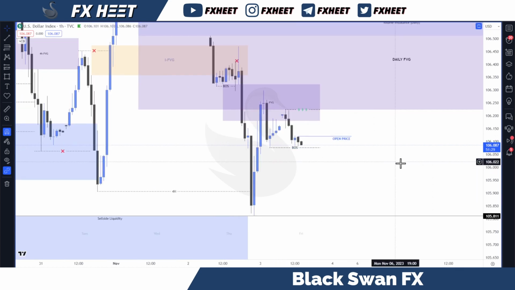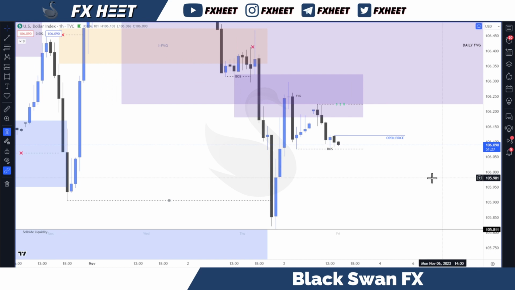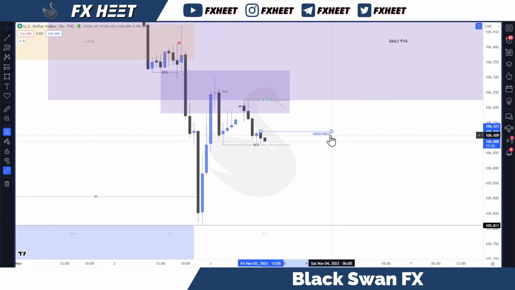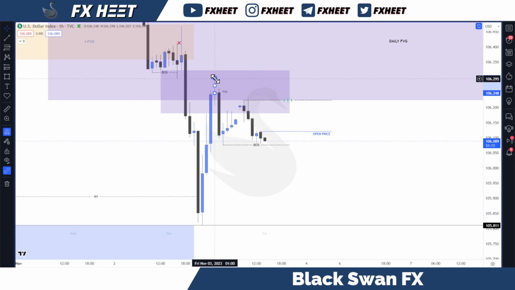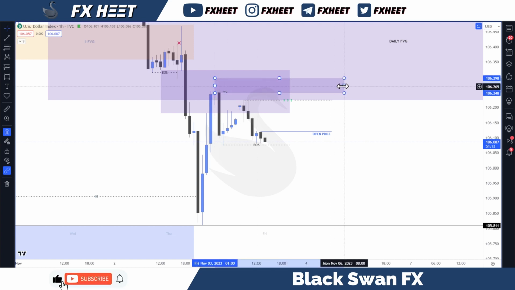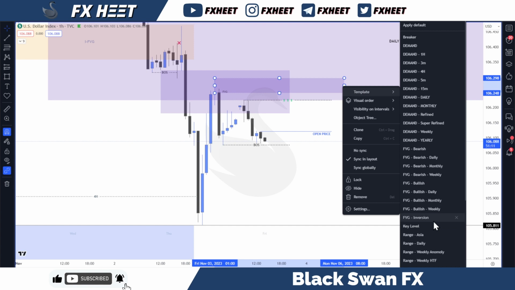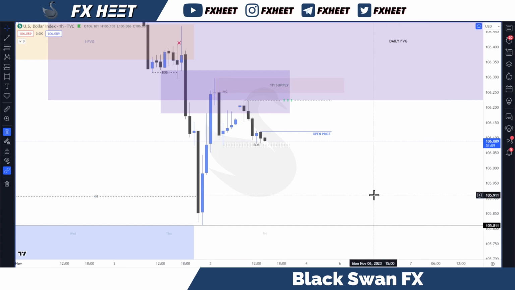So focusing on this area here, you can see we created the midnight open here, and we also have some liquidity resting here with an unmitigated supply above. These are actually my two areas that I will be looking to see if DXY can reach. So assuming we break this low, then I would like to see if we can get a pullback.